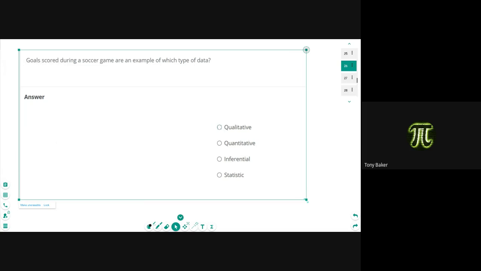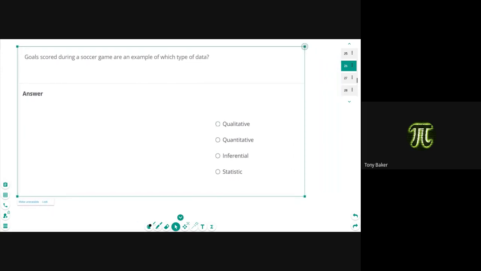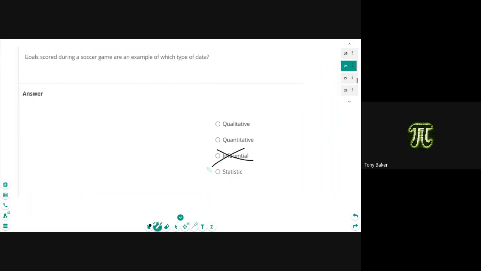Goals scored during a soccer game are examples of what type of data? Qualitative, quantitative, inferential, or statistic? Well, we already determined nothing is inferential, right? We didn't talk about that one. So which one is it? Qualitative or quantitative? Why?